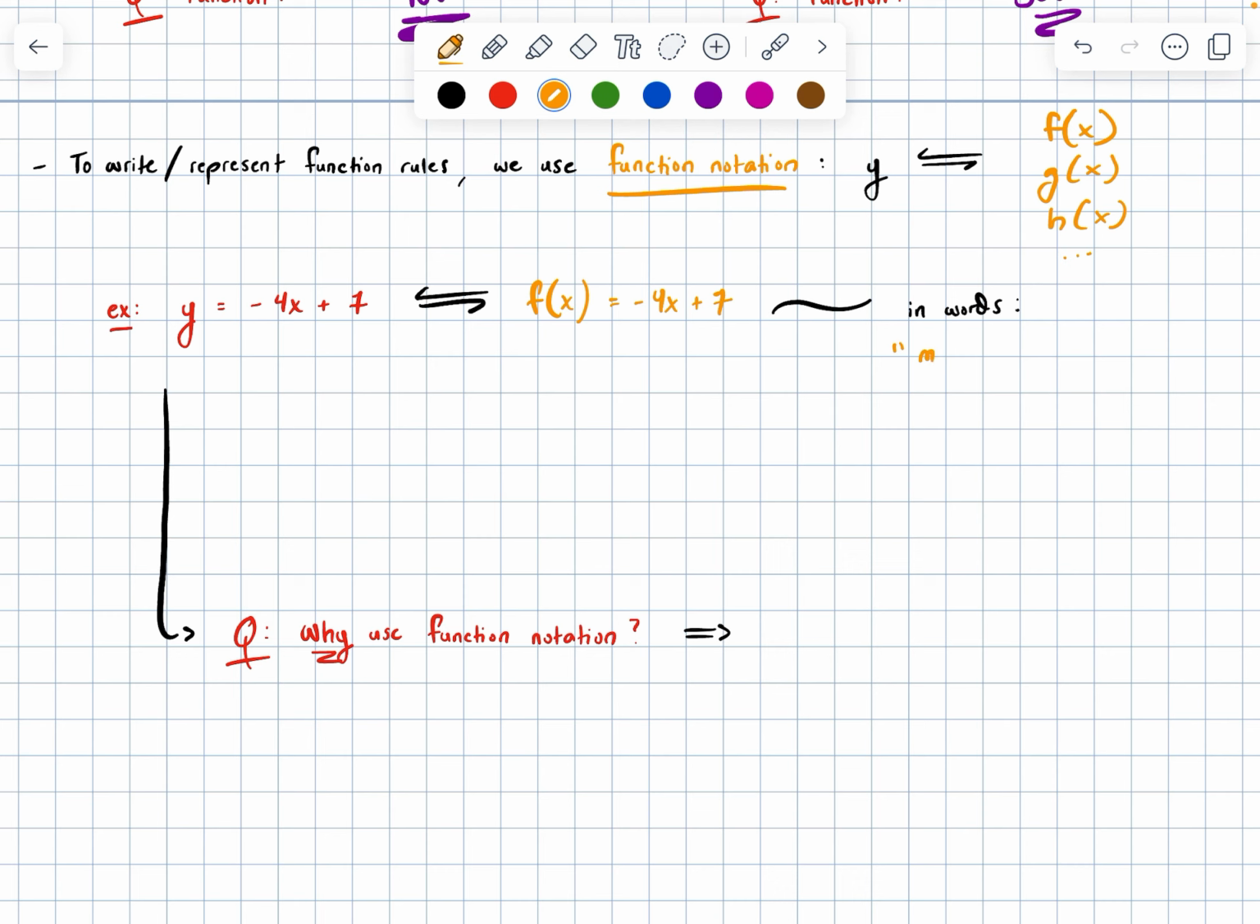Okay, well, in words, if I follow this rule, the first thing that I'm going to do is multiply my input value by negative 4. And after I multiply by negative 4, all I'm going to do is add 7. So I can verbalize here what this function is telling me to do, how it assigns input values to output values. The only question here is, why would I even bother using that function notation in the first place? How is f of x different from y?